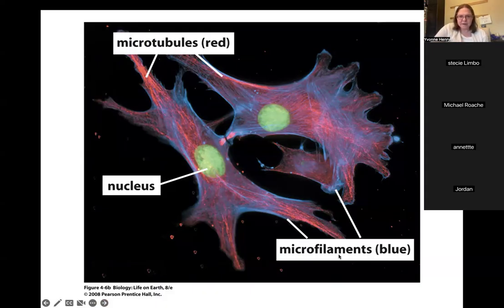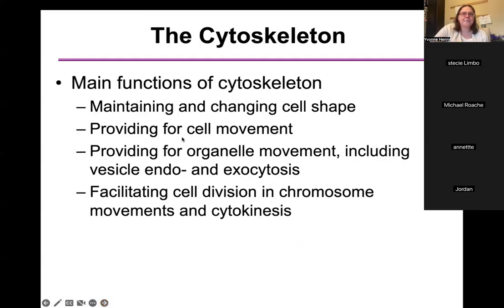The blue is the microfilaments, so made of actin. And you can see them all over the cell as well. They don't really strictly follow one or two directions, but they do overlap quite a bit with the microtubules. And then the green dot in the center is your big nucleus. Okay, so they help hold things in place or shuffle things around like roads in the cell.